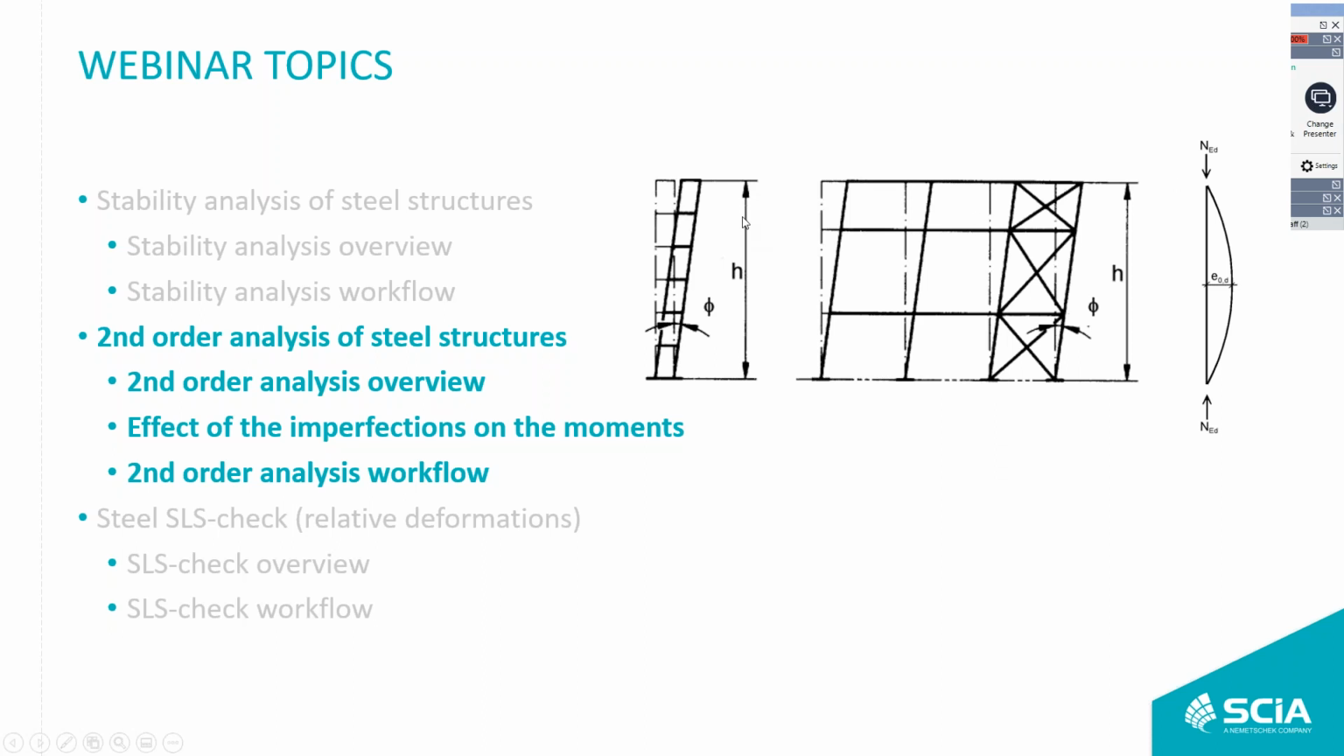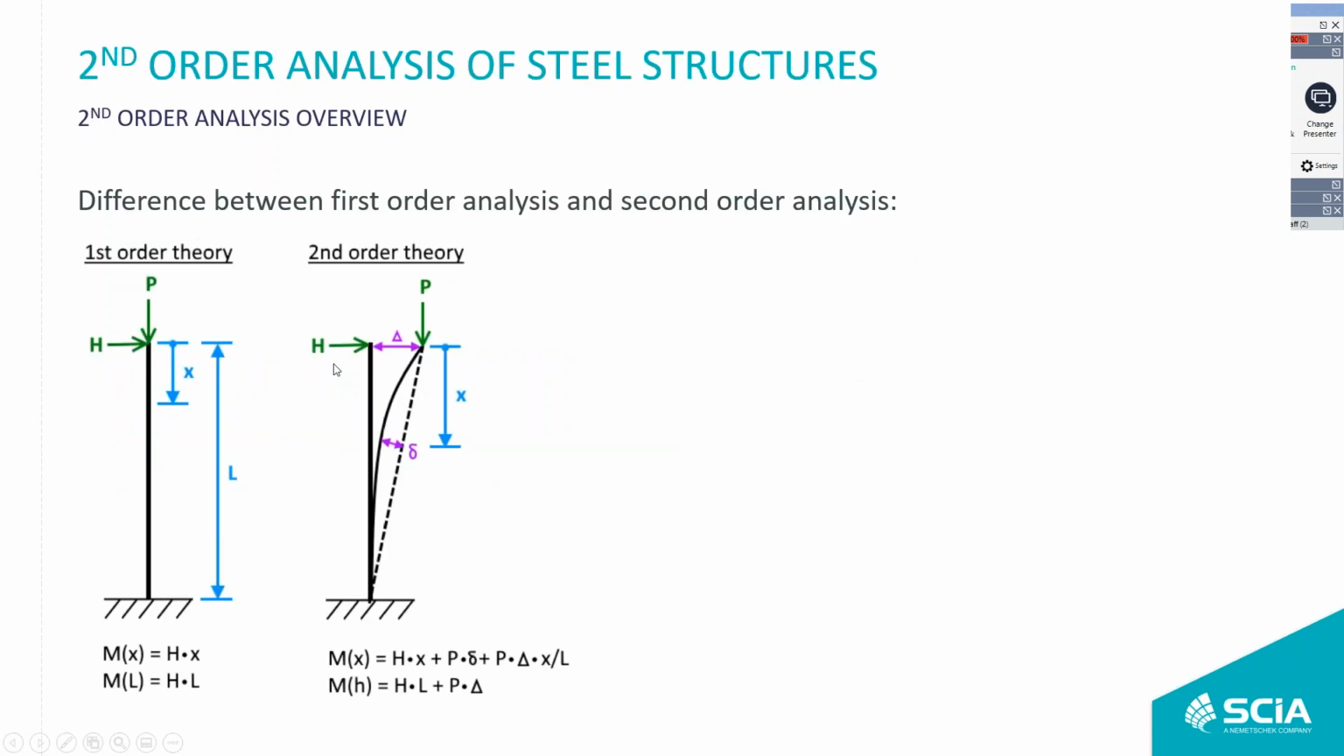This is a picture I've taken from Eurocode 3, in which they show how global imperfection under a certain load is visualized, and also a local imperfection by means of a bow imperfection is also visualized here. And those two imperfections can be inputted in SCIA Engineer. So let's have a look.